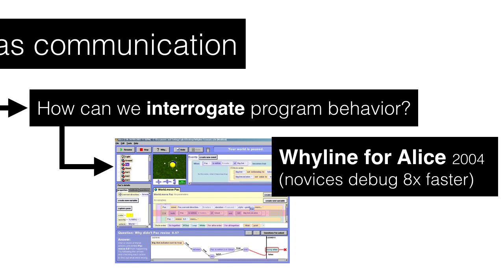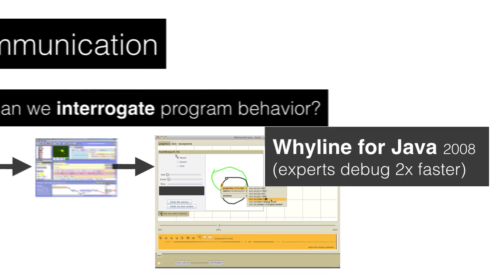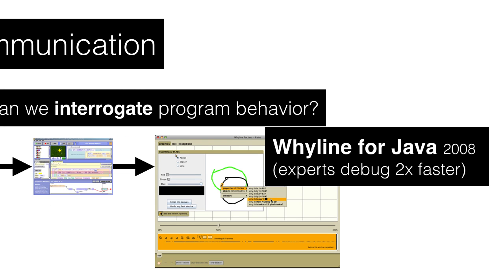And this led to a pretty dramatic acceleration in debugging times, making people about 8 times as fast for the same bugs that they were trying to fix. That led to the Y line for Java several years later, which I used to show that we could scale this to large Java programs. This accelerated professional expert developers debugging.